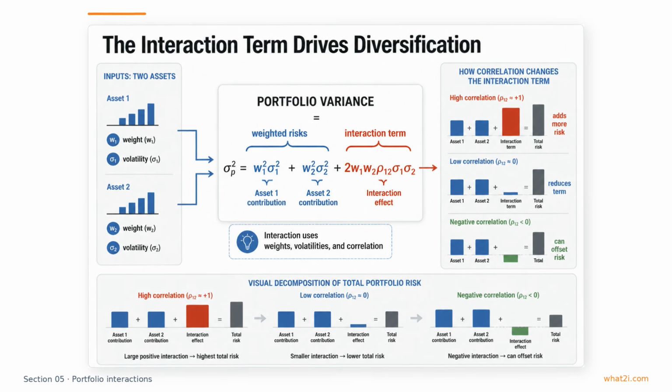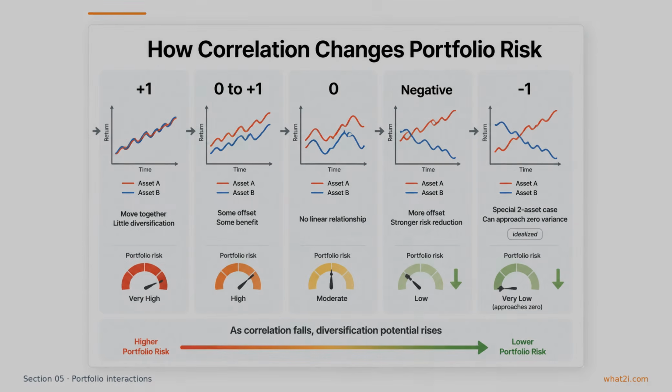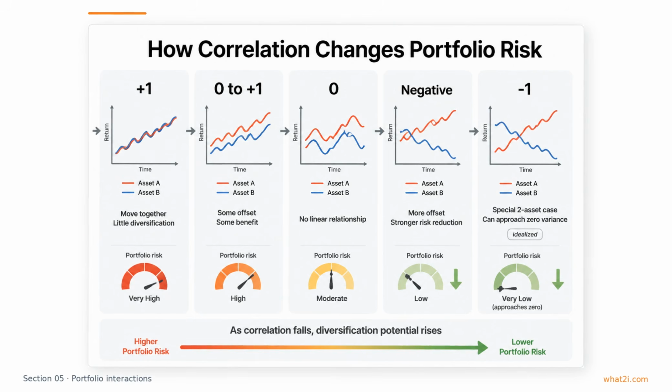If correlation is high and positive, that interaction term adds more to total risk. If correlation is low, the term becomes smaller. If correlation is negative, the interaction can offset risk and reduce portfolio variance more meaningfully. Correlation is one of the main levers that determines how much diversification a portfolio can actually deliver.